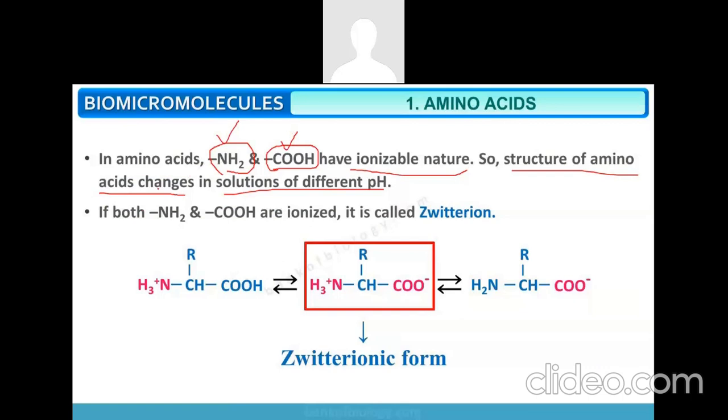But if both the amine group and the carboxylic acid group are ionized, then that is called a Zwitter ion. Here you can find the amine group getting ionized, and so does the carboxylic acid group.